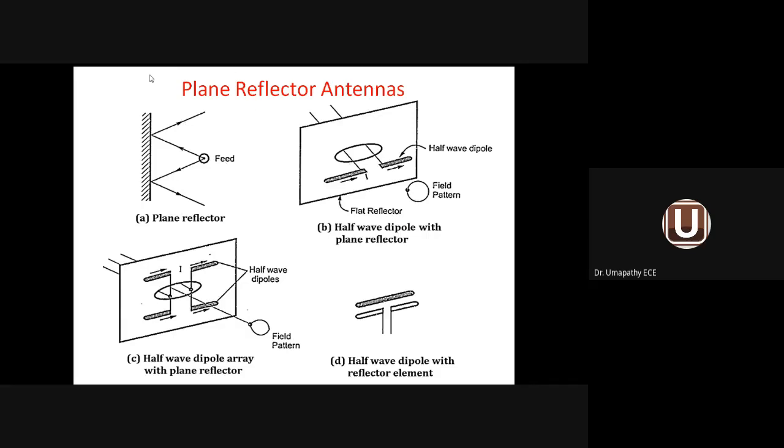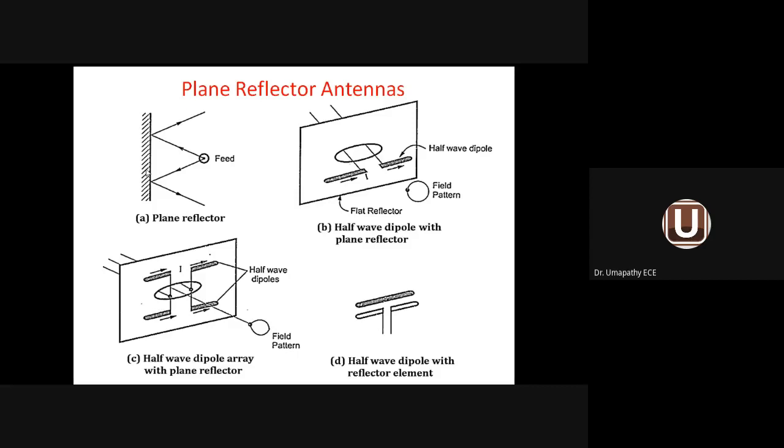Now this one radiates energy in front of the plane reflector. This plane reflector in turn radiates energy into the free space. That's what I'm telling. This reflector antenna has two elements, primary element and secondary element. Primary and the secondary put together is called reflector antenna.